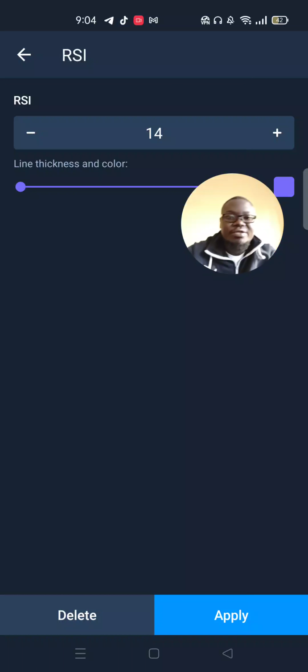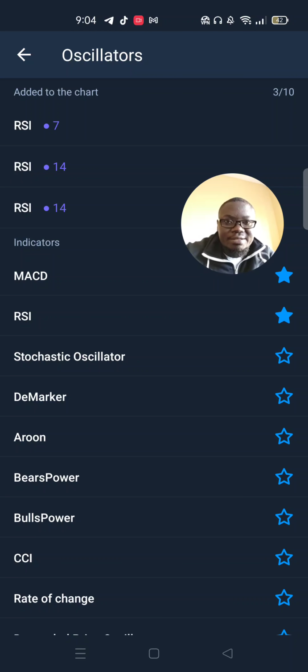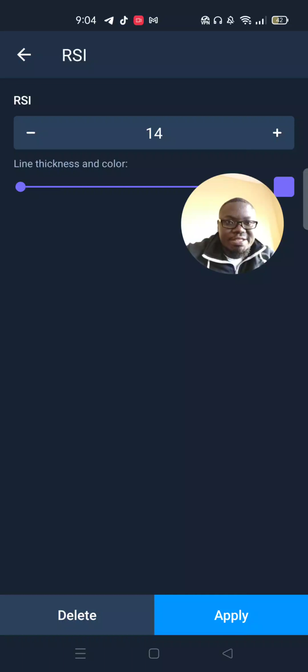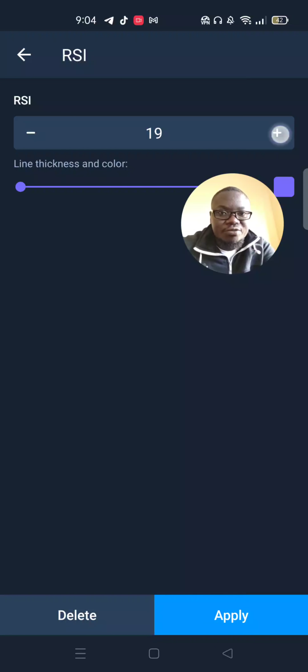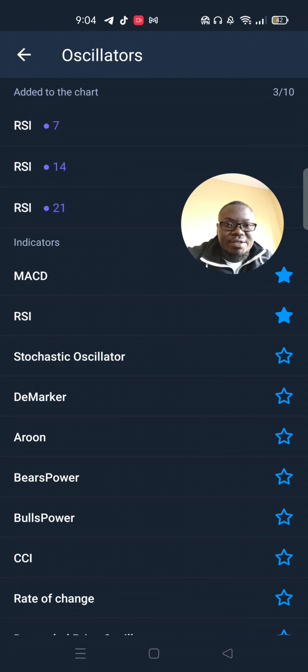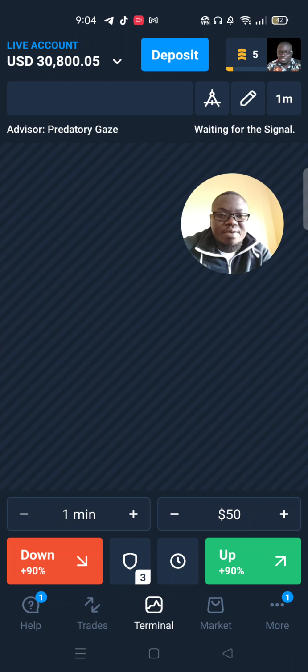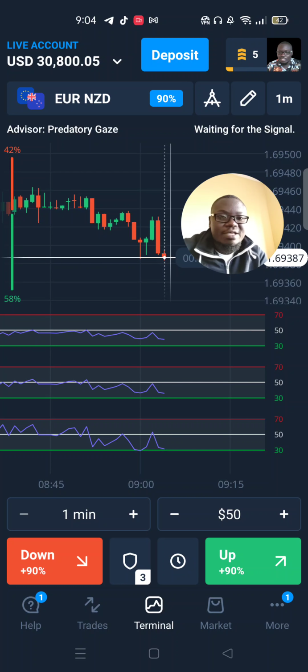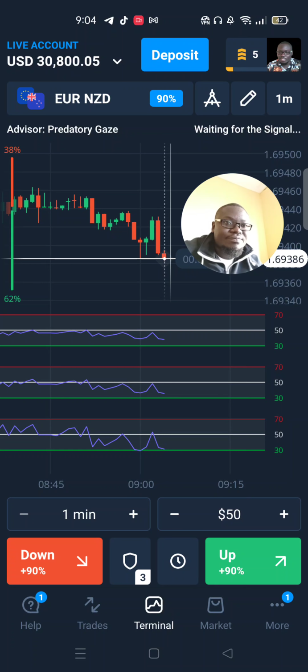For example, the first period on our strategy was period 7, so we'll just reduce that to 7, then apply. The second one is 14, so we just adjust the third one to period 21. Now that we have all the periods set, if you go back to the platform, you'll notice that the strategy has just applied itself on your platform.